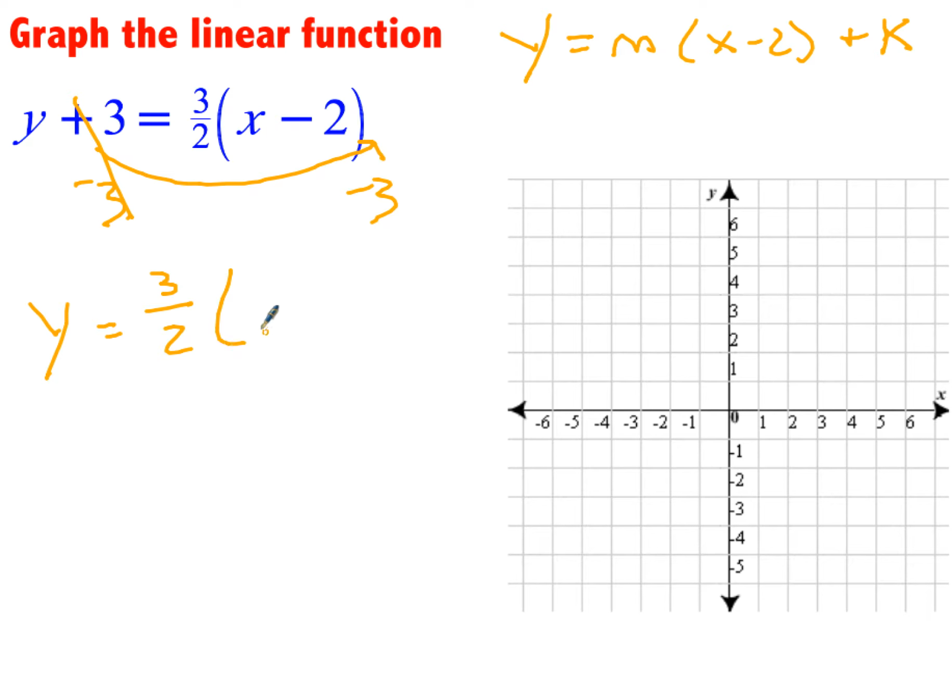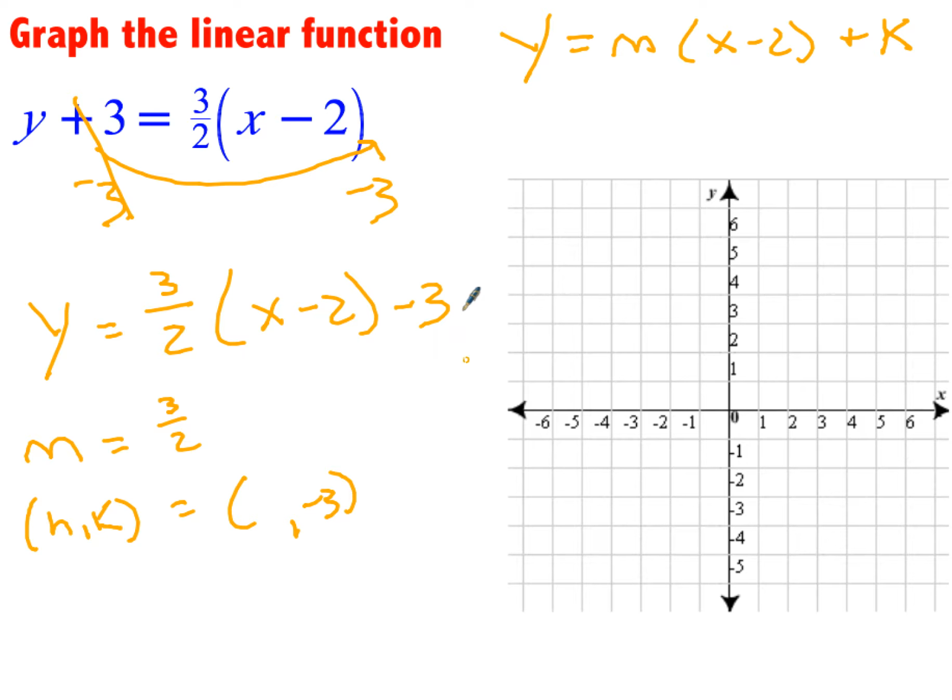Okay, so my slope is 3 over 2. There's my rise and my run. That was kind of easy. My point, let's see. Because this is a -3, I know my y value is just -3. I'm just going to pull that down. And this is -2, so I need to take the opposite, which is +2. So +2, -3. There's my starting point.